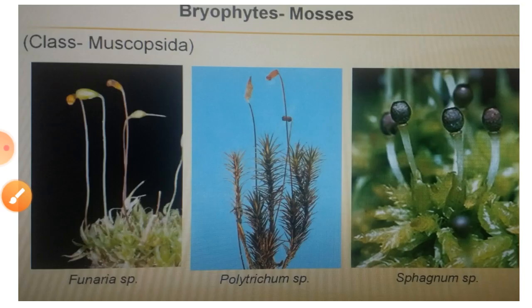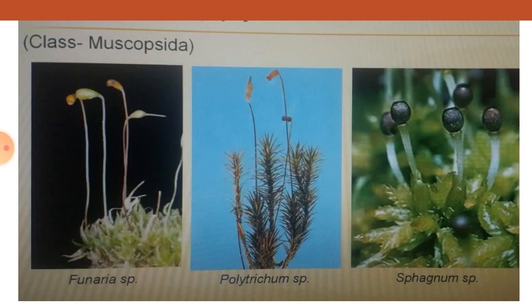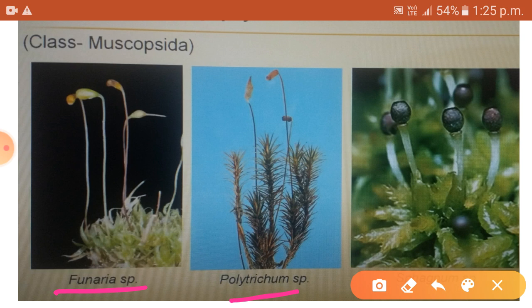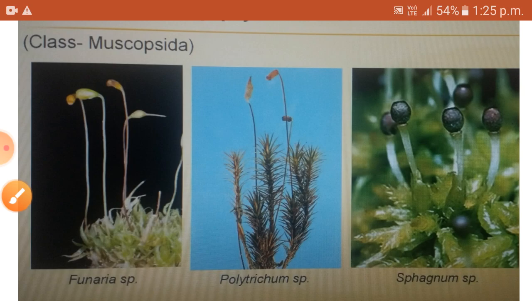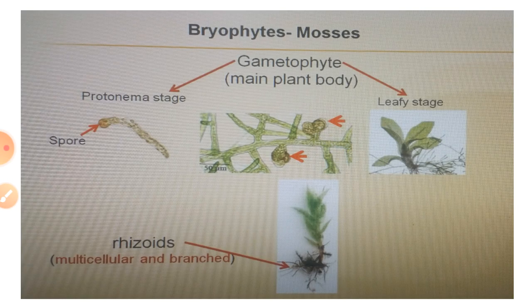Now let's move to the third group of bryophytes. They are mosses. Mosses belong to the class Bryopsida. Common examples of mosses are members belonging to the genus Funaria, Polytrichum and Sphagnum. As you can see, the plant body of the mosses is more advanced than that of the liverworts or hornworts. The gametophyte or the main plant body consists of two stages.